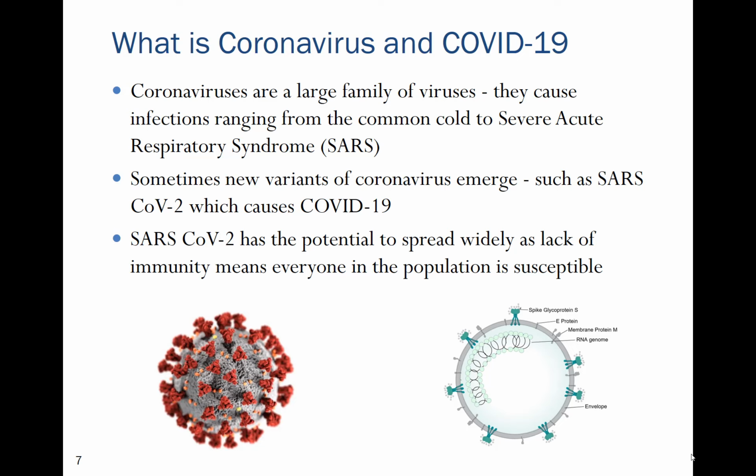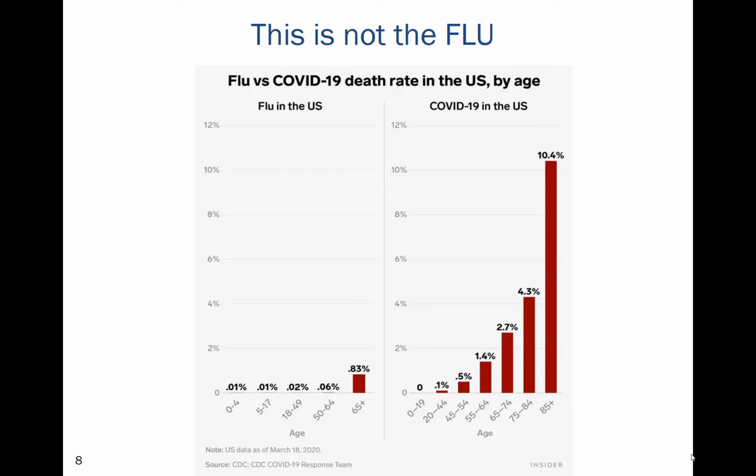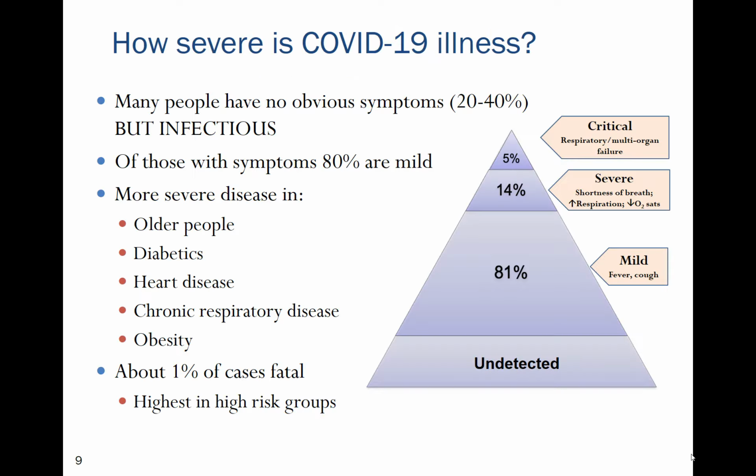It's important to emphasize again, this is not the flu. This is the death rate by age in the US, and you can see for every single age group, the death from COVID is significantly greater than that for influenza. Secondly, as we know, the disease is completely different to the flu. While it may start off looking like the flu, the outcome is significantly different.